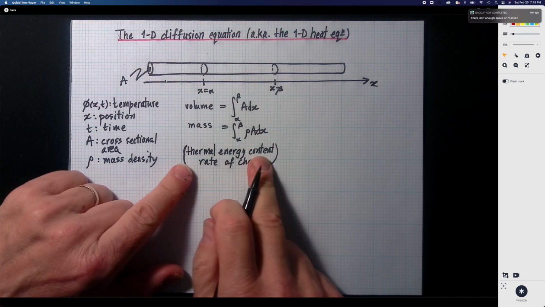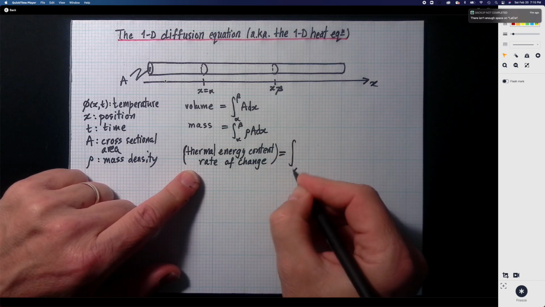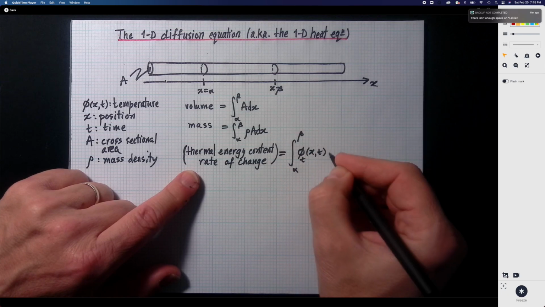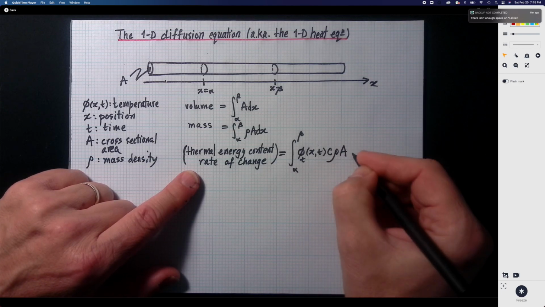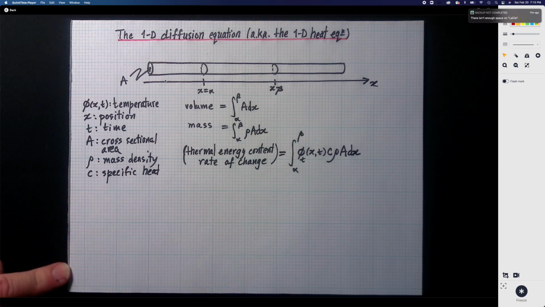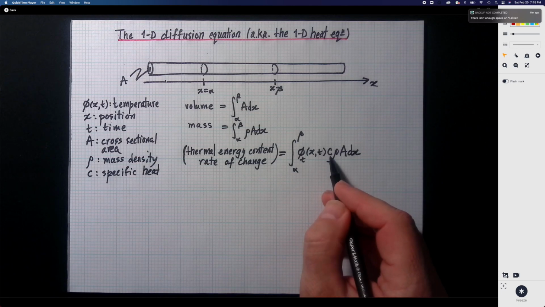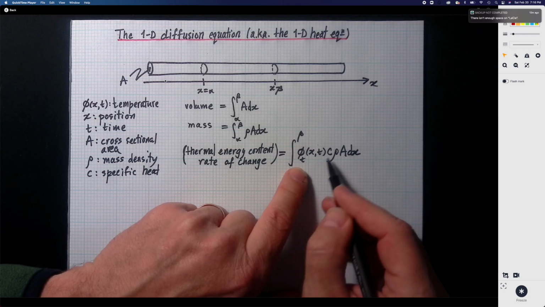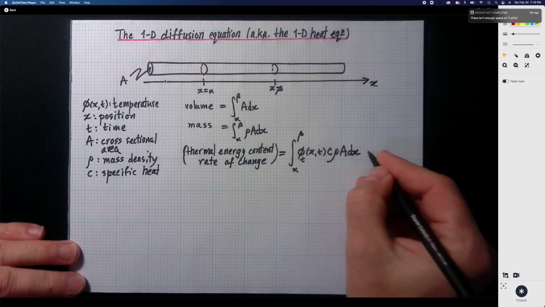And so the thermal energy content rate of change is given by the integral from alpha to beta of phi sub t times the specific heat, C, times the density, times the volume. So C is the specific heat. The constant C is determined in the lab by measuring the rate at which the temperature increases as a function of the amount of energy put into the rod. And we're going to call this rate R1.